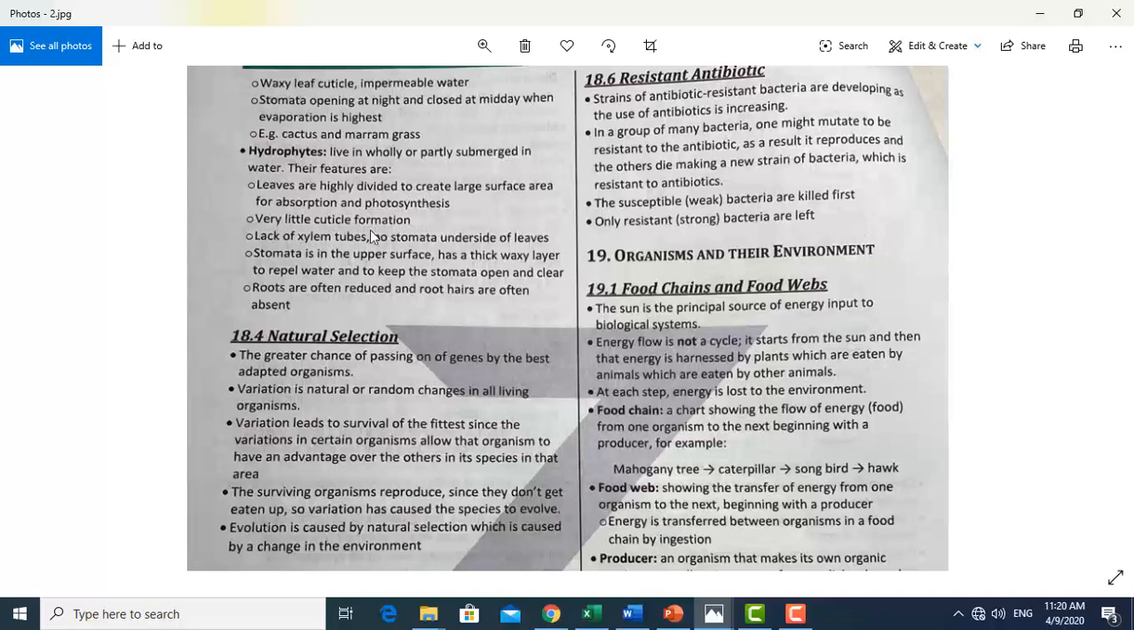Very little cuticle formation, and a lack of xylem tubes, because we know that xylem tubes are like a pipe through the stem, which allows the movement of water and minerals from the root to the stem and so on to the leaves. So no stomata on the underside of leaves. Stomata in the upper surface has a thick waxy layer to repel water and keep the stomata open and clear.